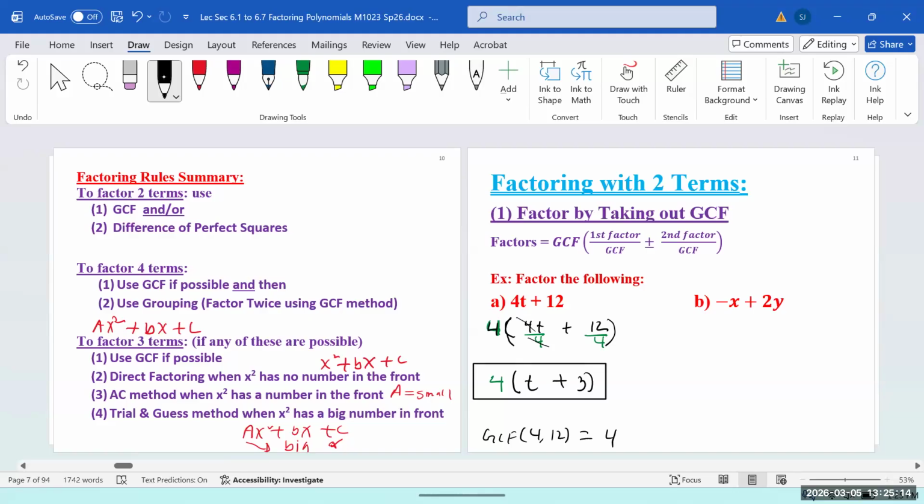Okay. The next one, negative x plus 2y. Do you have any GCF here? No. So we don't have any GCF. That means we have nothing in common. But when you have nothing in common, you still have something in common, right? Everything is divisible by what? Definitely 1. So they have nothing else in common, but we also know they both have 1 in common.